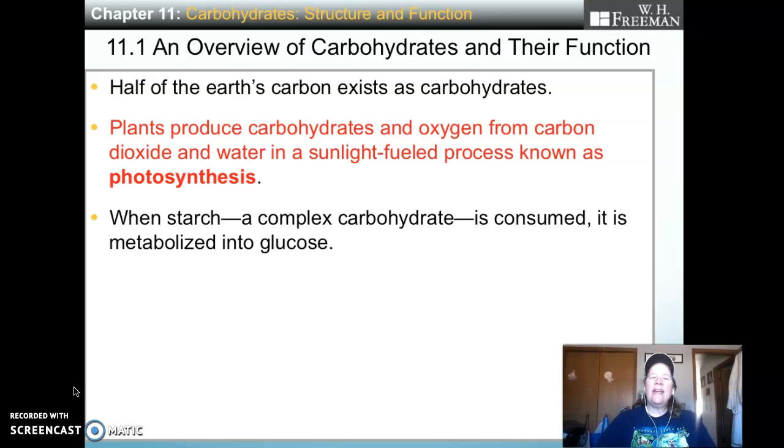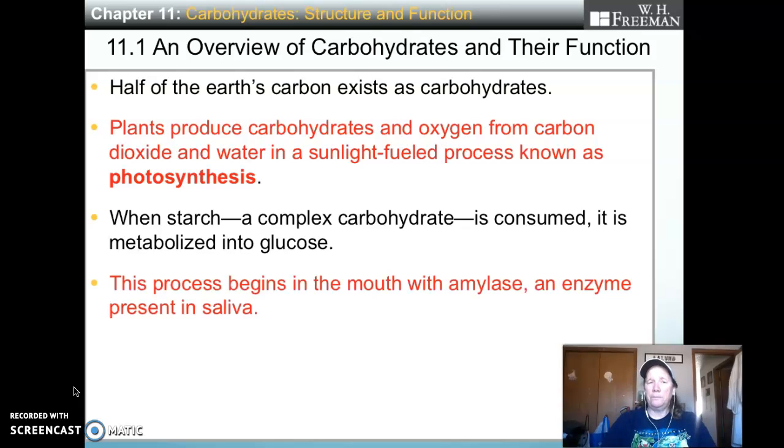Okay. When they have a lot of glucose, plants will store it. They'll put a bunch of them together and make a very complex carbohydrate called starch. If you want to see starch, cut a potato in half. All that white stuff, that's starch. That's a bunch of glucose molecules stuck together.